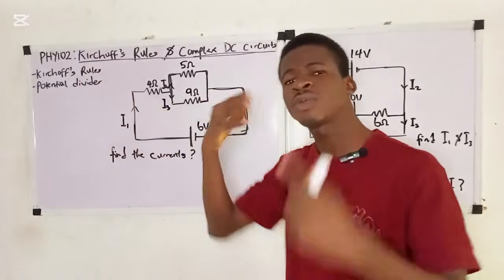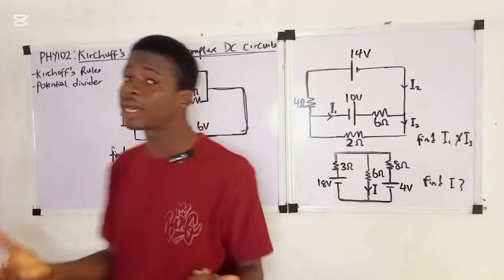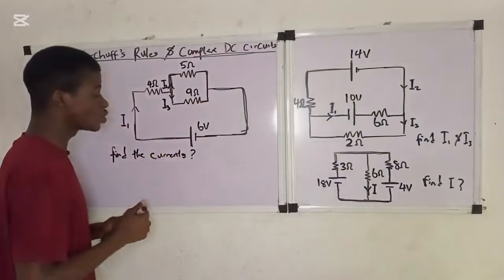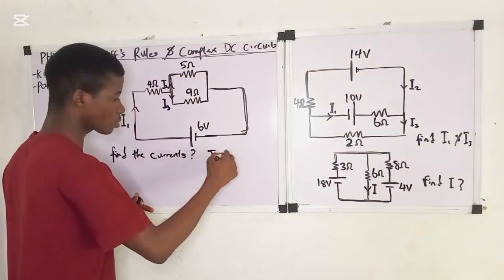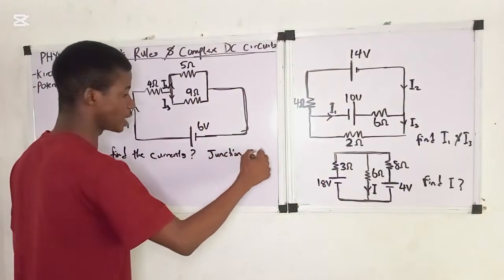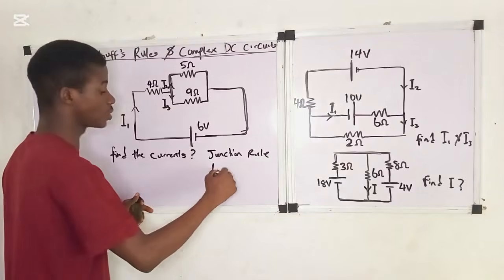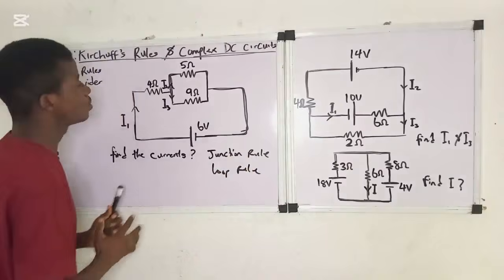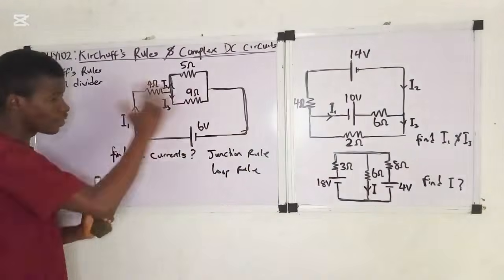So what are Kirchhoff's rules? Remember, there are two Kirchhoff's rules. The very first rule is known as the junction rule. The second rule is known as the loop rule. Please take note of all these things.